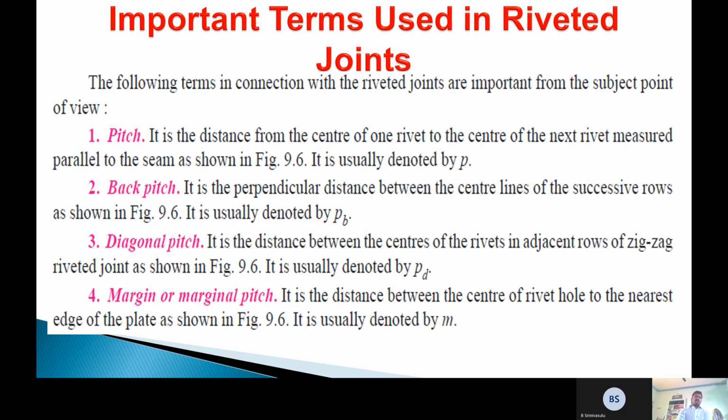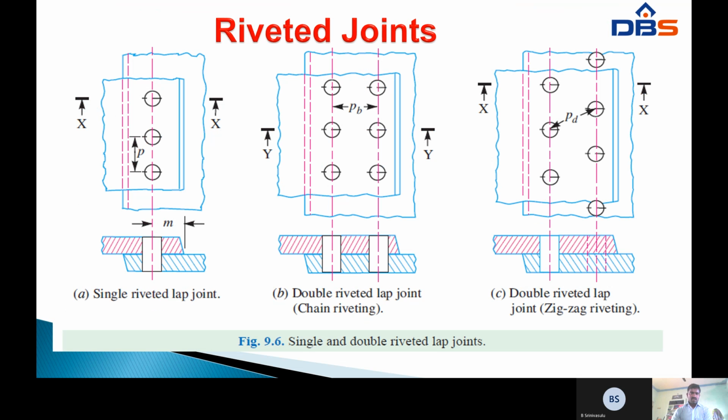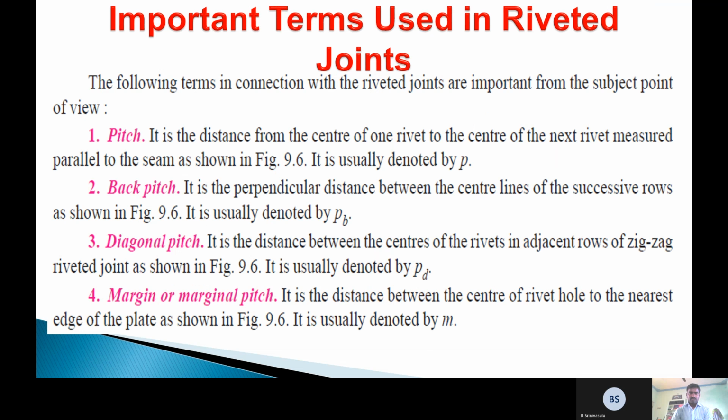Now, next, the important terms used in riveted joints. The important terms are P, PB, PD. These are the important terms of riveted joints. Now, first.